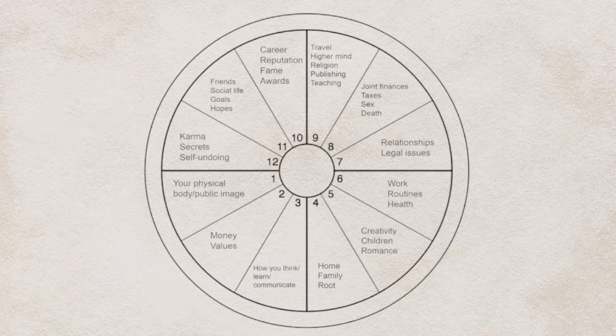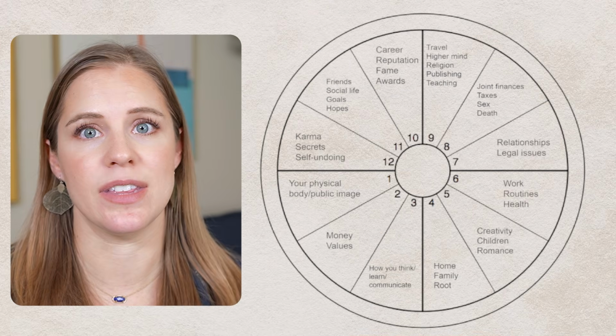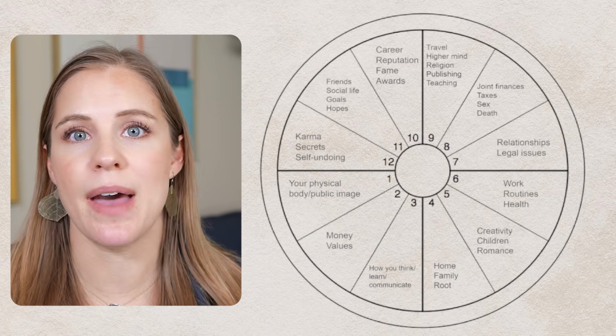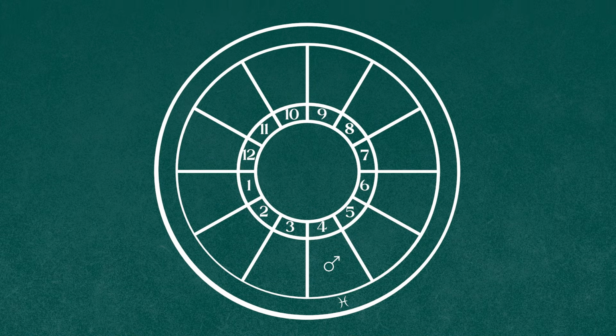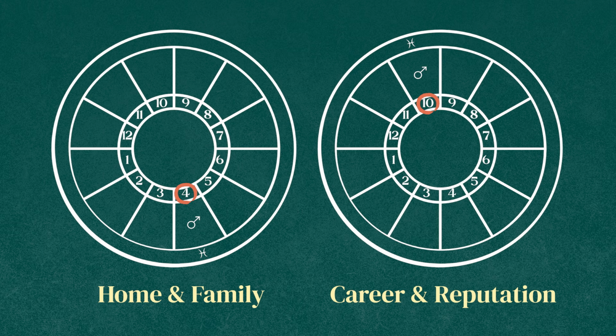These are all the different houses, and the planet and the sign that you have within that house is going to impact how you show up in that area. So using the example that we've been building upon, if you look at Mars in Pisces, that is going to be different in the 4th house versus the 10th house. The 4th house is going to be for your home life.